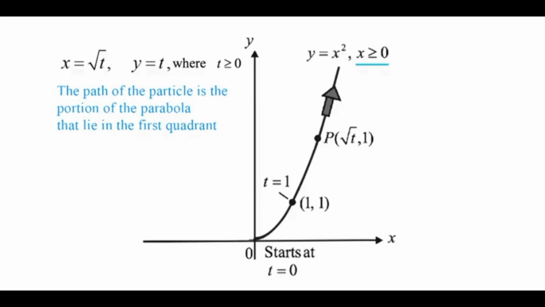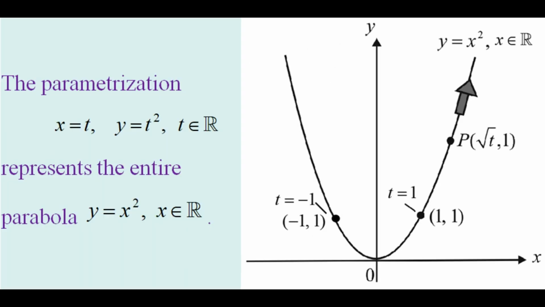The particle starts at the origin (0, 0) when t is equal to 0 and rises into the first quadrant as t increases. At the same time, the parameterization x is equal to t and y is equal to t square, where t belongs to the set of real numbers, represents the entire parabola y is equal to x square, where x belongs to the set of real numbers. The advantage of parameterization over the equation y is equal to x square is that it gives an orientation to the curve. The arrowhead shows the direction.